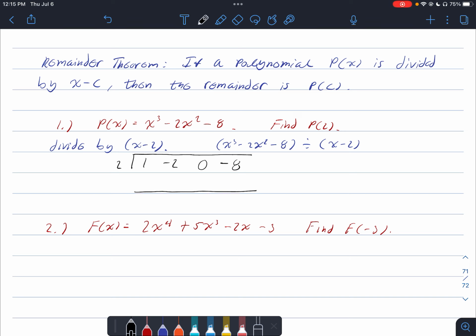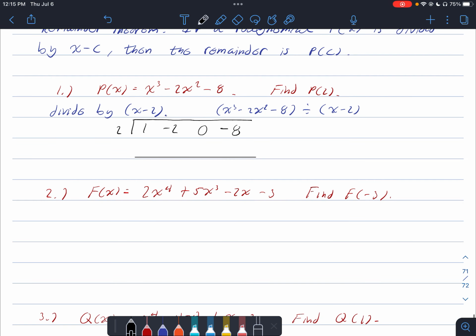All right, so now let's go ahead and bring down this 1. So 2 times 1 is 2, and negative 2 plus 2 is 0. So 2 times 0 is 0. 0 plus 0 is 0. 2 times 0 is 0. So we get negative 8 plus 0 is negative 8.